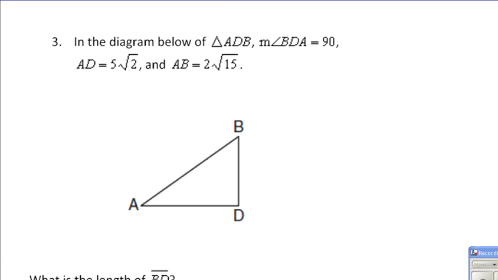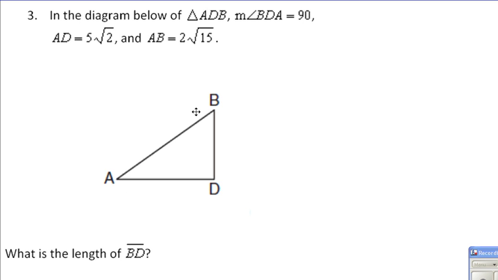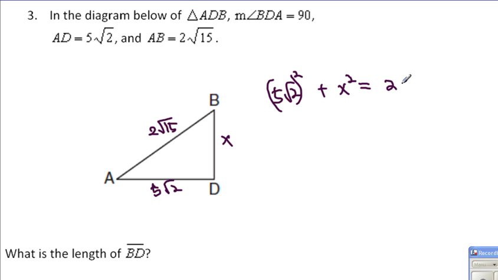Alright. So here we have AD is equal to 5 radical 2. And then AB is equal to 2 radical 15. And let's call this one x. Then we get 5 radical 2, notice that I put the parentheses squared, plus x squared, which will be equal to 2 square root of 15, the whole thing squared in this way.